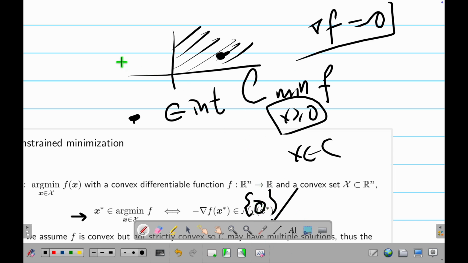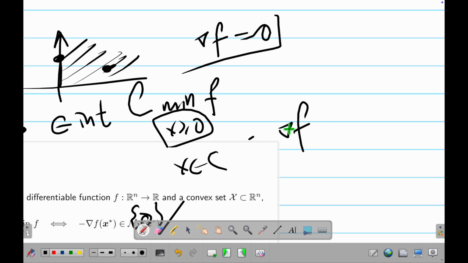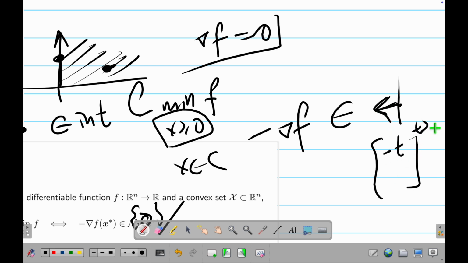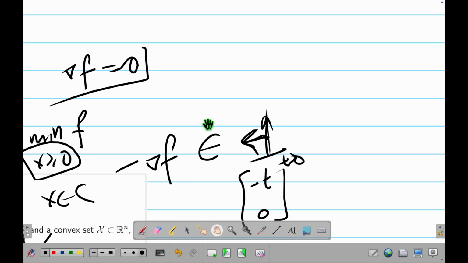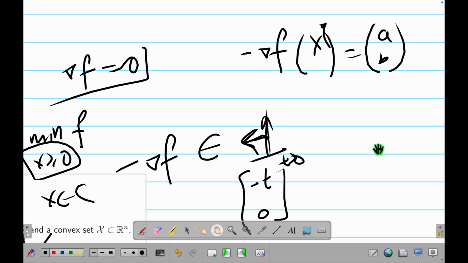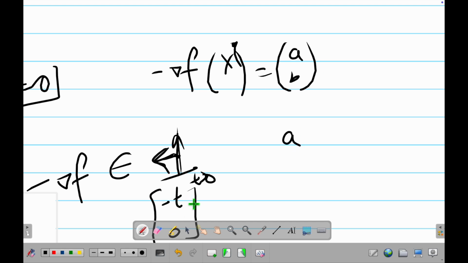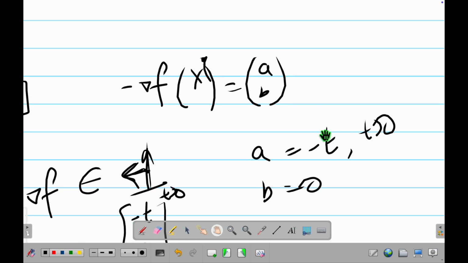But what if my point is here? If my point is here, the y value is positive, but the x value is just 0. Then it will say my negative gradient of f is inside the normal cone, which is this line. So it means the x coordinate is negative t for any t larger than 0, and the y coordinate is 0. So if I have a two-dimensional problem, then my negative gradient at x star, I call it (a, b), will have the following form. a will be anything negative, or a is just some t larger than 0. What is b? b has to be 0. So this will be the solution. If you have a vector that gives you this, that point is a solution.